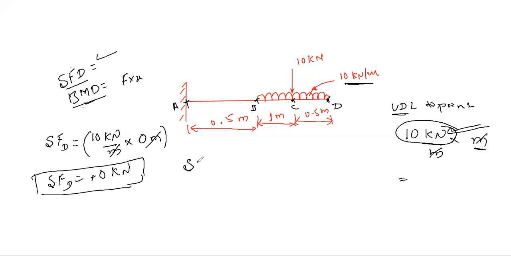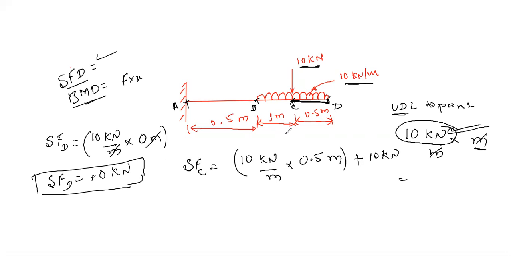Similarly, to calculate the shear force at point C, we consider the forces acting to the right of this point. Again, we have the UDL, the uniformly distributed load, of intensity 10 kilonewton per meter. To convert it into a point load, we multiply with the length. Point C is at a distance of 0.5 from the free end, so we multiply by 0.5 meter. Apart from this, we have one more load of 10 kilonewton at this point. The meter cancels, so 10 into 0.5 is 5 kilonewton, plus 10 kilonewton, so totally it is 15 kilonewton, positive, acting at point C.